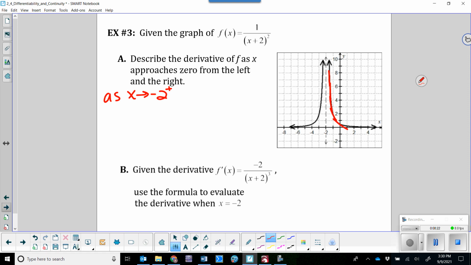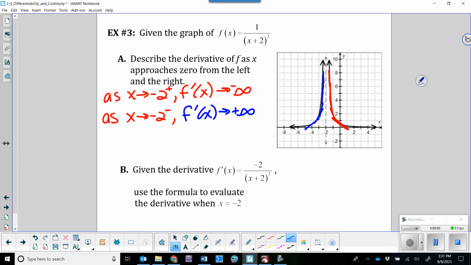The derivative is approaching infinity. The slope of the tangent line is getting steeper and steeper, and it's actually negative infinity because they're negative sloped if you look at the bottom one. They're just going to keep being negative, but get super steep. And as x approaches negative 2 from the left, same thing. Now I have positive slope, it just gets bigger and bigger as I keep going up. And so f prime of x is going to approach positive infinity.